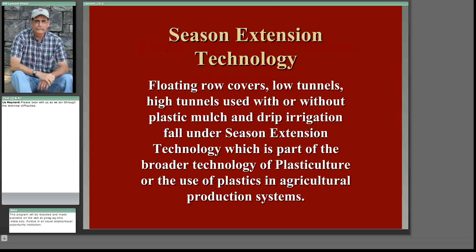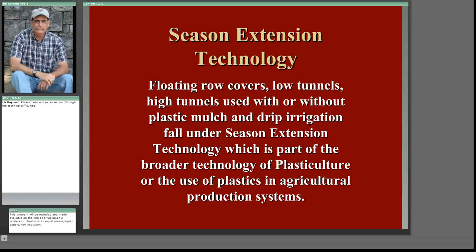So season extension, we had floating row covers, low tunnels, high tunnels, used with or without plastic mulch and drip irrigation, which are a big part of high tunnels also, fall under the season extension, which is part of the plasticulture technology, or the broader use of agricultural production systems that use plastic.